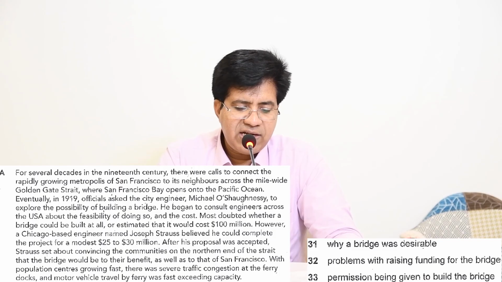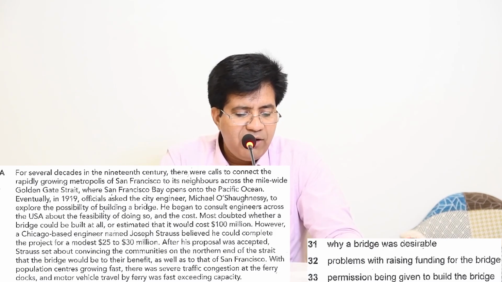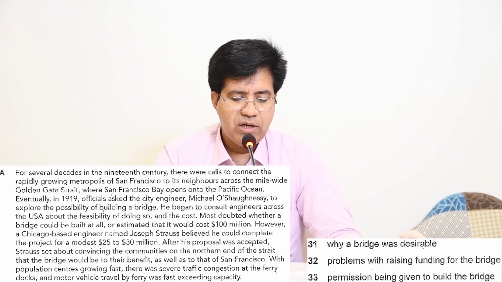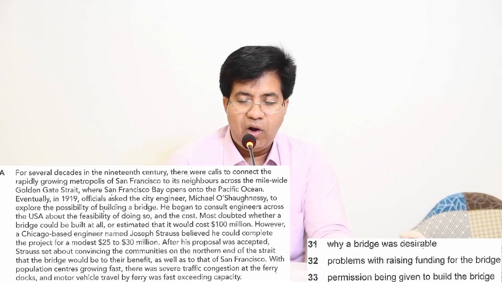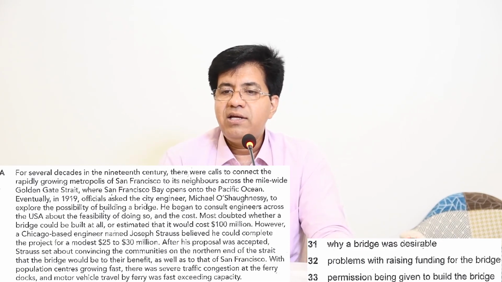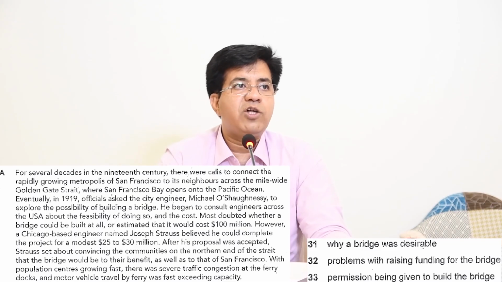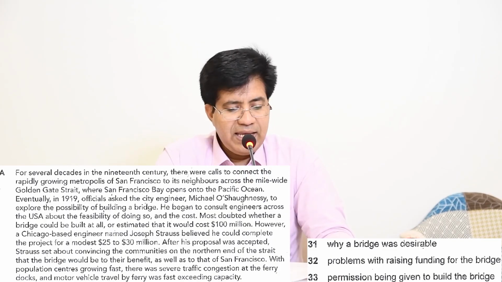For several decades in the 19th century, there were calls to connect the rapidly growing metropolis of San Francisco to its neighbors across the mile-wide Golden Gate Strait, where San Francisco Bay opens onto the Pacific Ocean. So why was it necessary? Calls means people were requesting that they should make a bridge. So what's the question? Why a bridge was desirable? Because people were demanding that. So for 31, the answer is A.